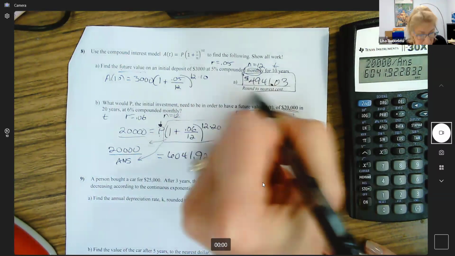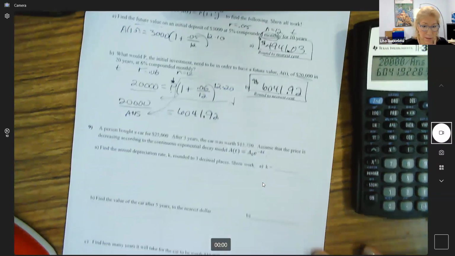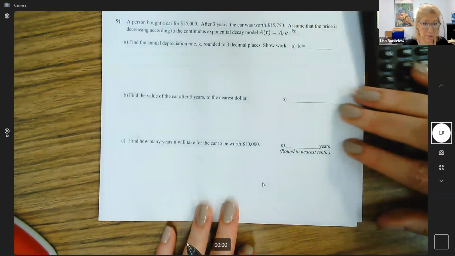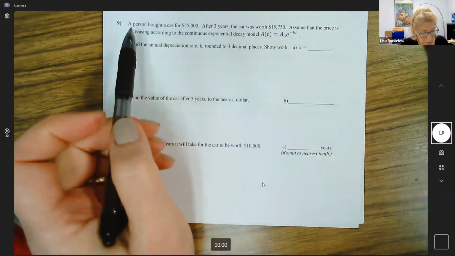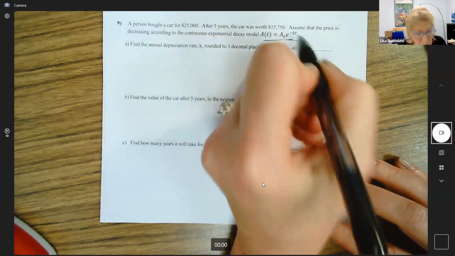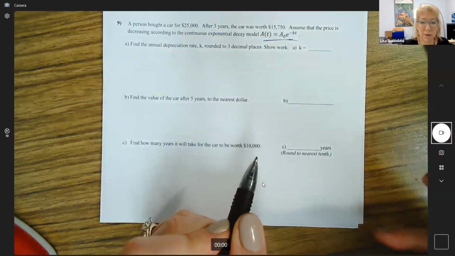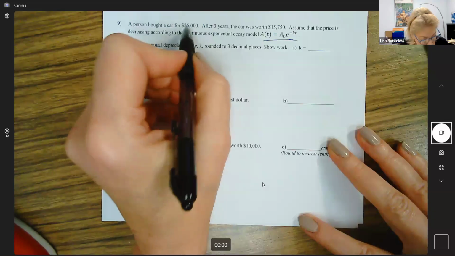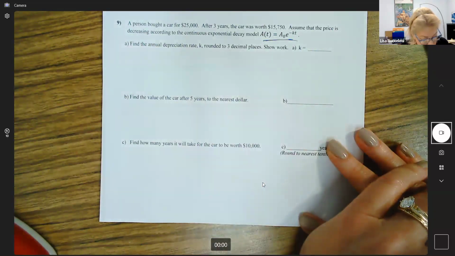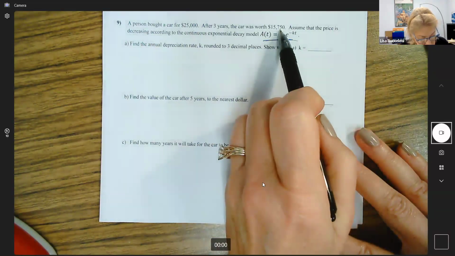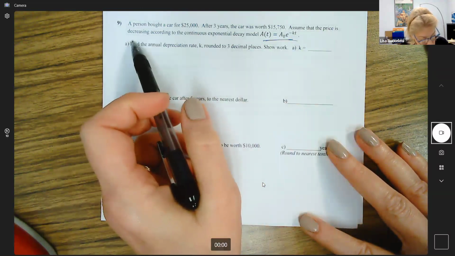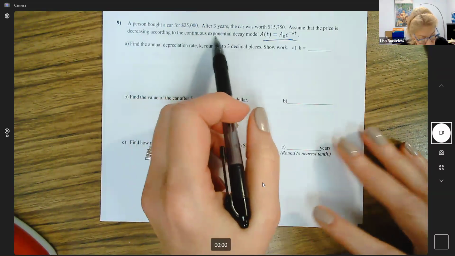Okay, so that's number 8. And then the last one that I put on here does have a little bit of solving we have to do with using logarithms and stuff. All right, so this is the model, or the formula, that we're going to use. We'll plug in our specific numbers and it will become a model for this situation. So a person bought a car for $25,000. After 3 years, the car was worth $15,750. Assume that the price is decreasing according to a continuous exponential decay model.